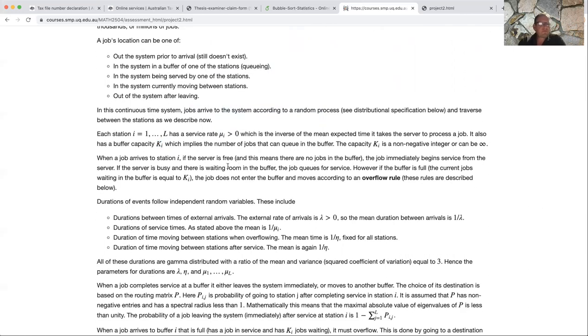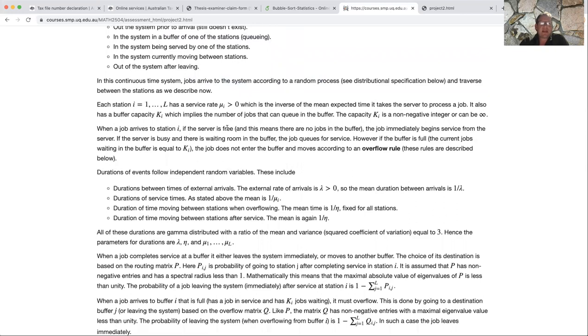When a job arrives at a station, if that server is free, which means there are also no jobs in the buffer, then it immediately begins service. If the server is busy and there's a waiting room, which there will be unless K is 0, then the job enters a queue, just like the queuing examples you're going to have in the lectures. However, if the buffer is full, so if there are exactly K jobs in that buffer, then the job says, oh, I can't be here. It's like going to an amusement park and seeing everybody standing in line and saying, the line is full, I cannot be here. So it goes someplace else, according to an overflow rule, which we describe below.